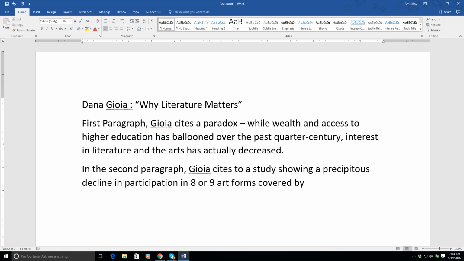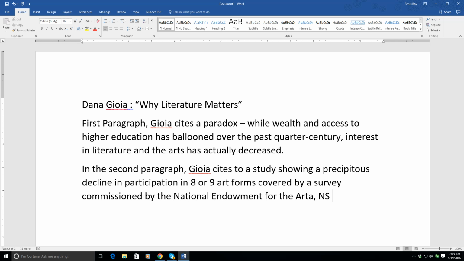By a survey commissioned by the National Endowment for the Arts. I know my typing isn't great. And performed by the Bureau of the Census. It seems like it's probably pretty reliable. I think the Bureau of the Census knows a thing or two about taking polls.